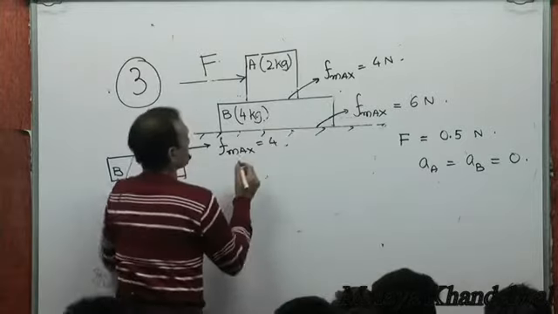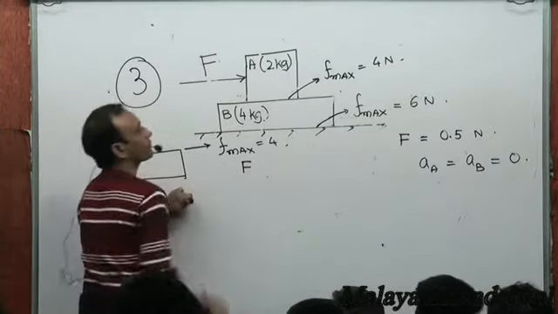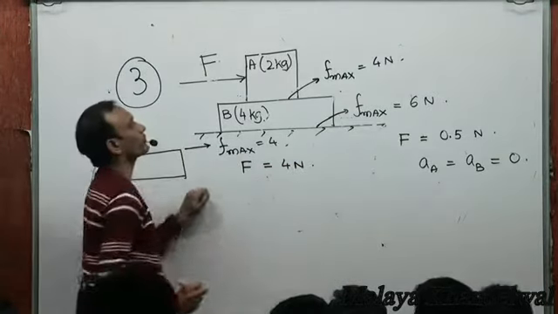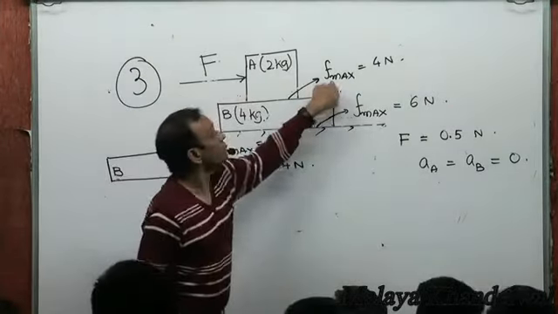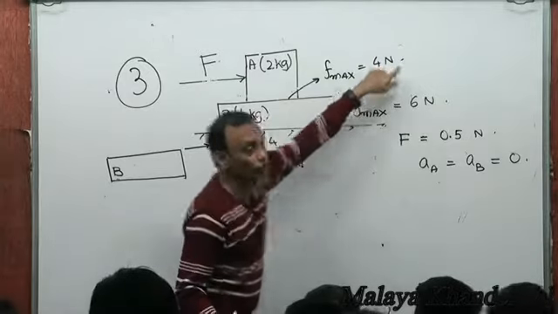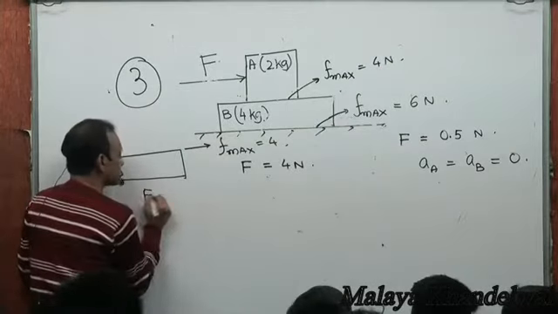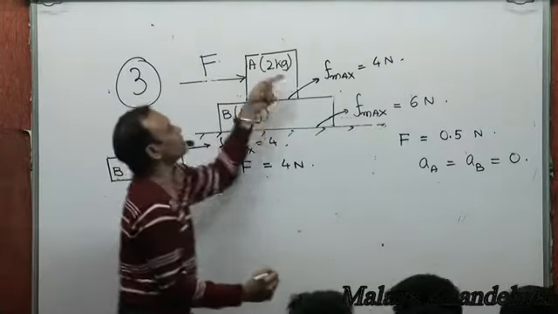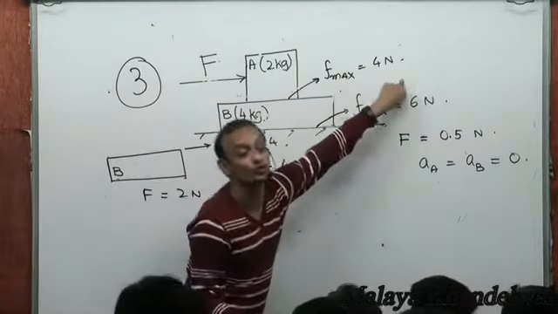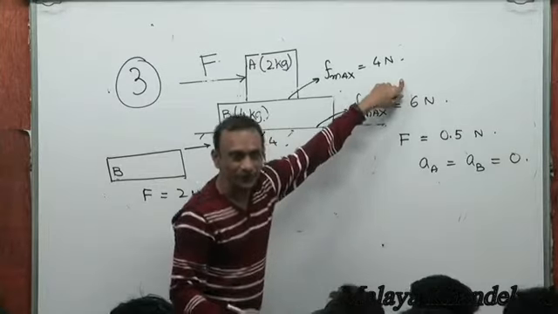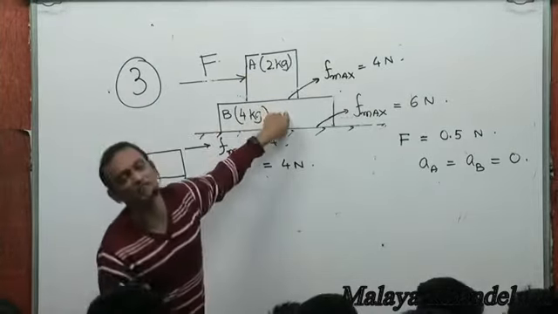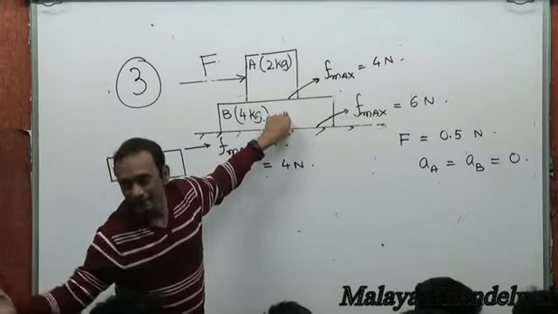When you apply a force F equal to 4 newtons, then the frictional force just about becomes 4 newtons. When you apply a force F on A equal to 2 newtons, what's the value of the frictional force that B exerts on A? 2 newtons. Yes or no? Because it's as if it's a fixed surface, pinned permanently, right?